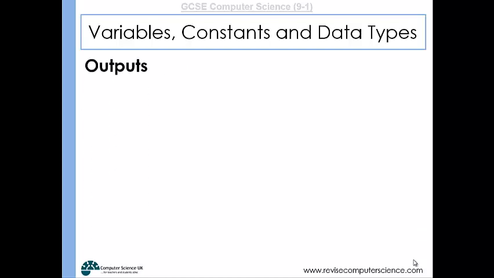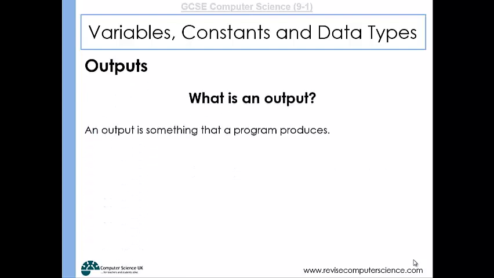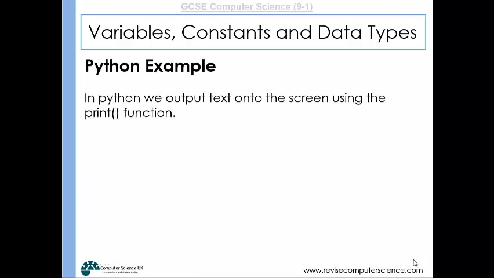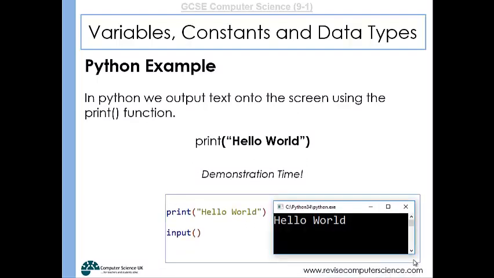So programs, they produce outputs. Now it might be something on the screen being displayed, or it might be a sound from a speaker. And if we were to try and get our program to output some text onto the screen, in Python we'd use the print function. So print bracket speech marks hello world would display hello world on the screen.